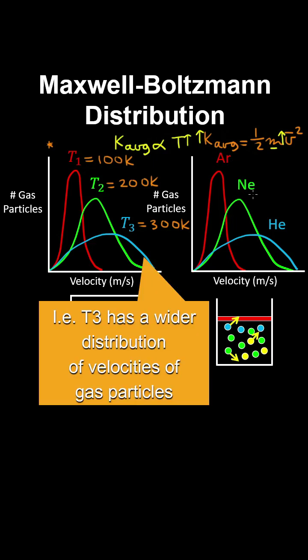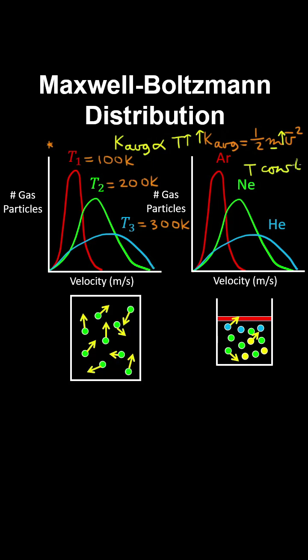Now in the second distribution, the temperature of the mixture of gases is the same, so therefore the gases in the mixture with a higher mass must have a lower average velocity, because given that the temperature is constant, the average kinetic energy of the gases in the mixture is the same.